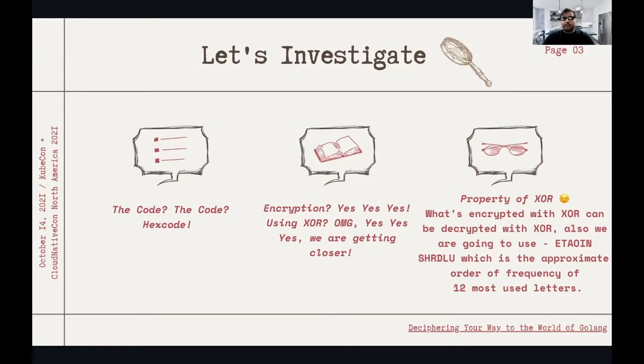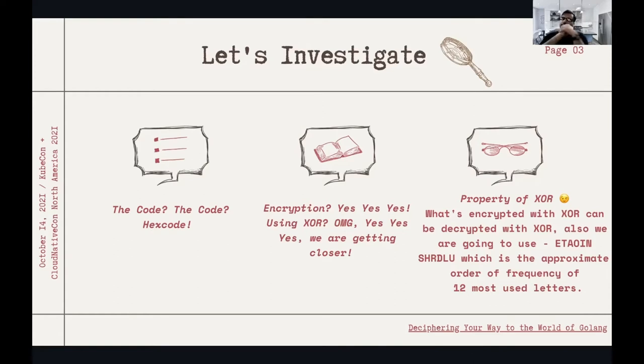We all need to learn this today. There is one interesting property of XOR: what's encrypted with XOR can be decrypted with XOR. I don't know why it sounds like what happens in Vegas stays in Vegas, but let's come back to XOR. Let's come back to Los Angeles. I wish I could have been there. But what's encrypted with XOR can be decrypted with XOR.